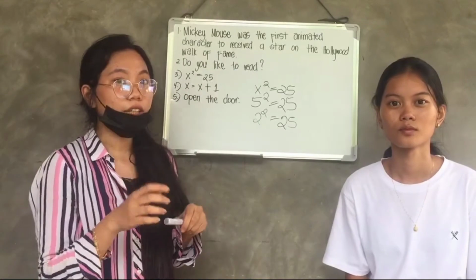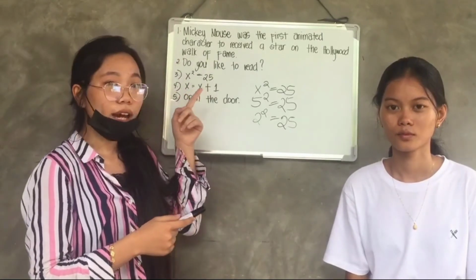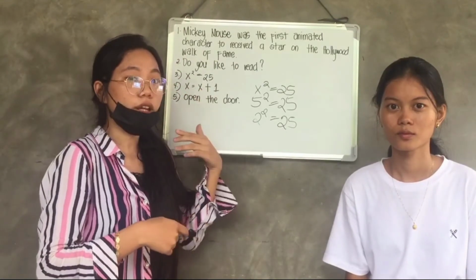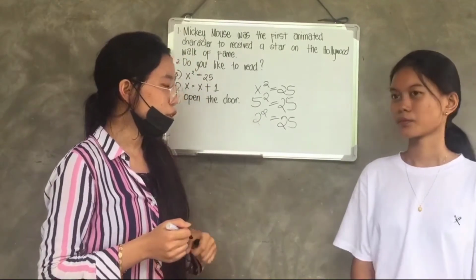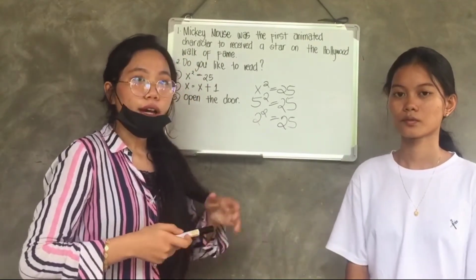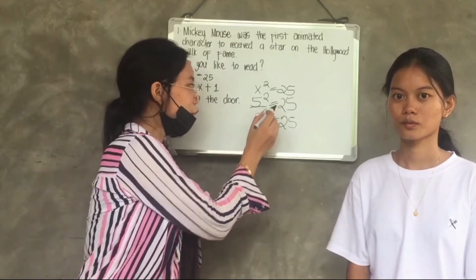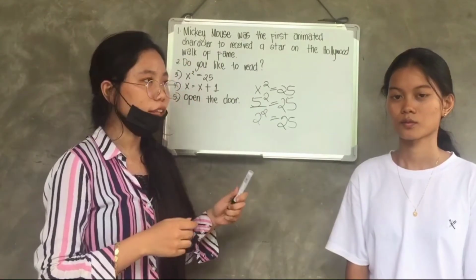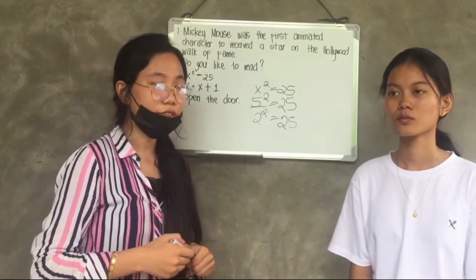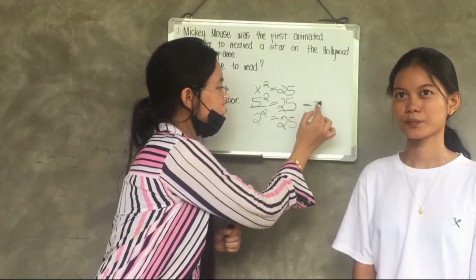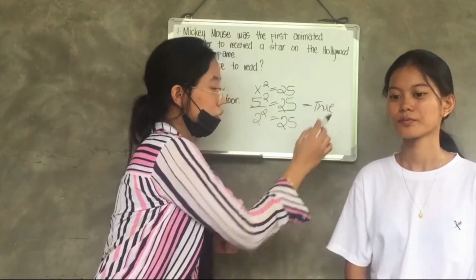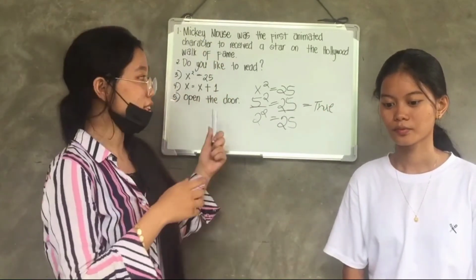So, titingnan natin kung totoo bang magkapares sila or equal ba sila. So, 5 squared is equal to 25. So, alam niyo naman, familiar naman na kayo dito sa style na to. Multiply by itself. So, 5 times 5 is equal to 25. So, the answer of this is true. So, may idea tayo. This is a statement.